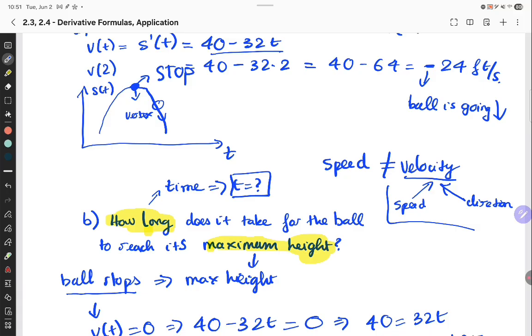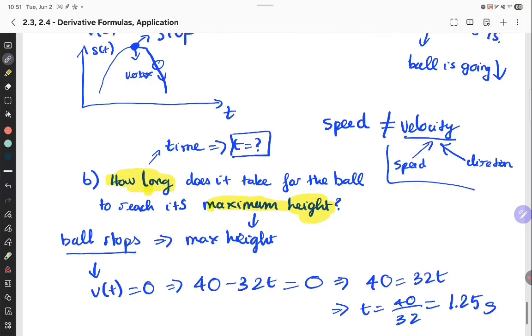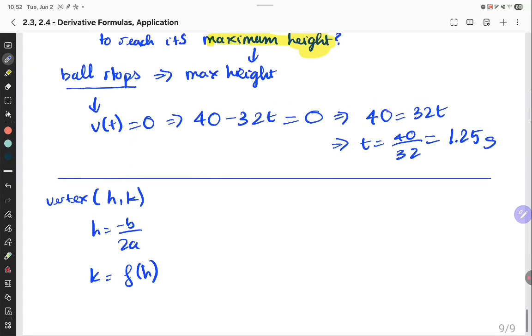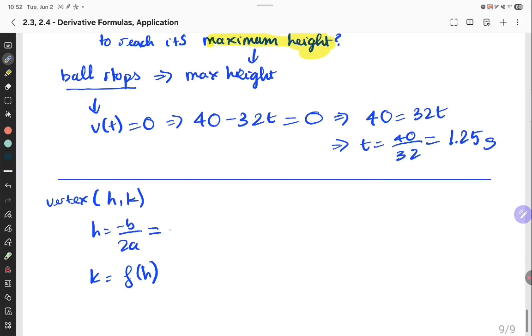In this case, to find the vertex, usually the notation is h and k, right? Vertex of a parabola, h and k. And then you plug in. How do you find the h? How do you find k? Negative b over 2a, and k is f of h. That will be the time when we get the maximum height.